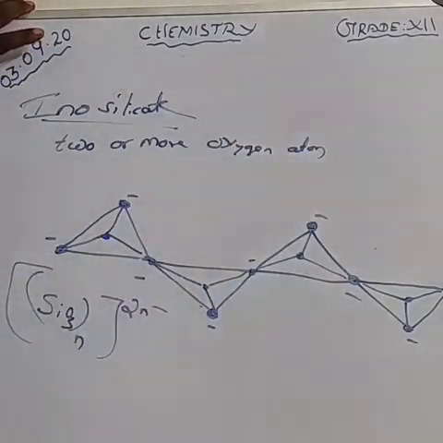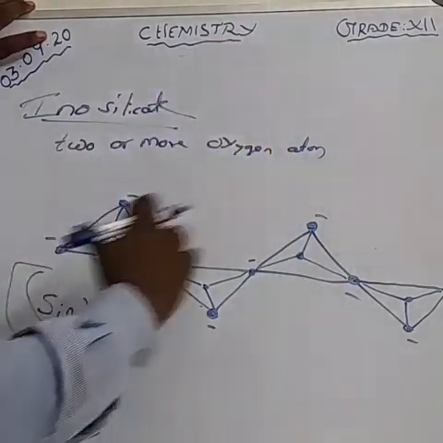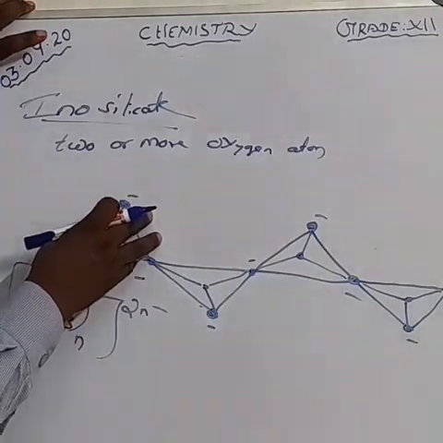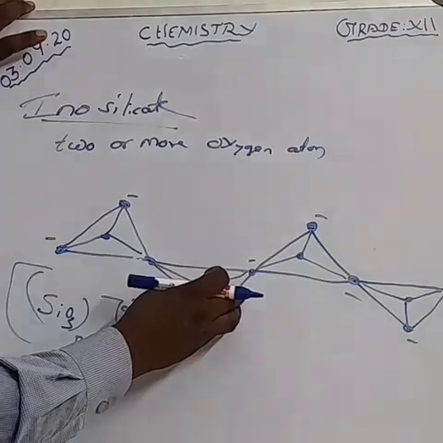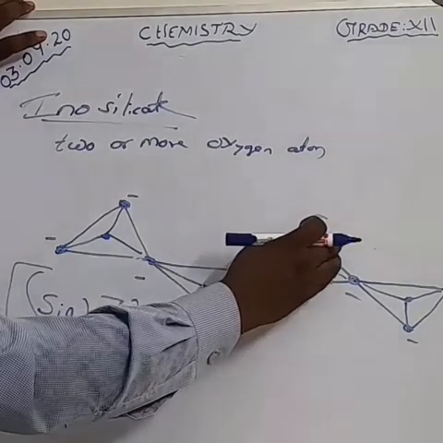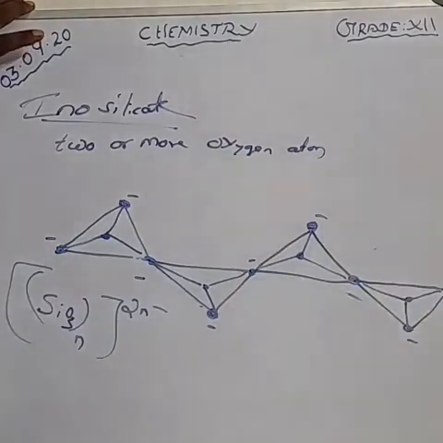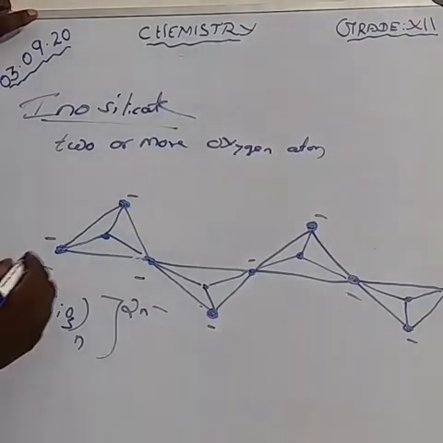What is the meaning of linear? A straight line. This is one SiO4 unit, this is also an SiO4 unit, and this too, and so on. Each silicate unit shares 2 of its oxygen atoms.